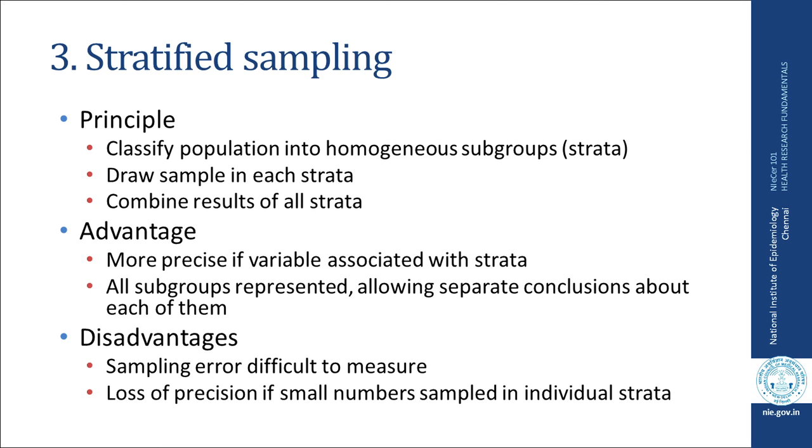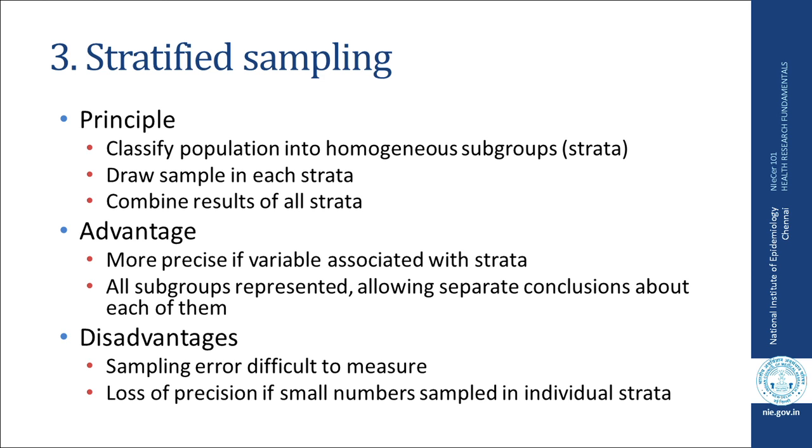There is a sampling method called stratified sampling. The principle of it is to classify the population into homogeneous subgroups, which are called strata, and you draw a sample from each stratum, then combine the results of all the strata to get an idea of the whole population. The advantage is that it's more precise if the variable is associated with strata, and all subgroups are represented, allowing for separate conclusions about each one of them.